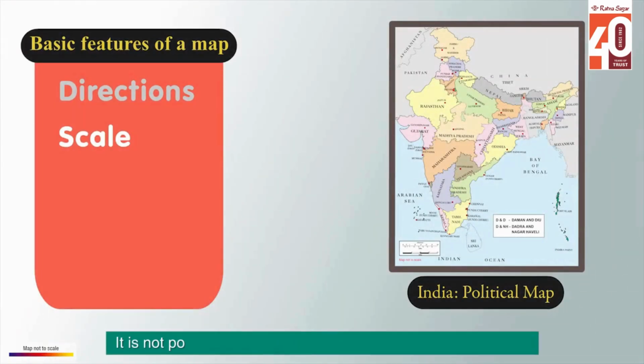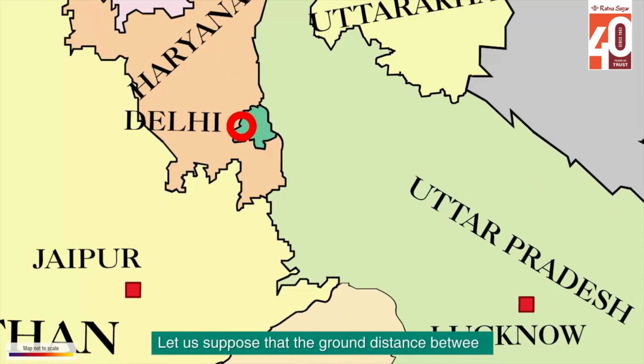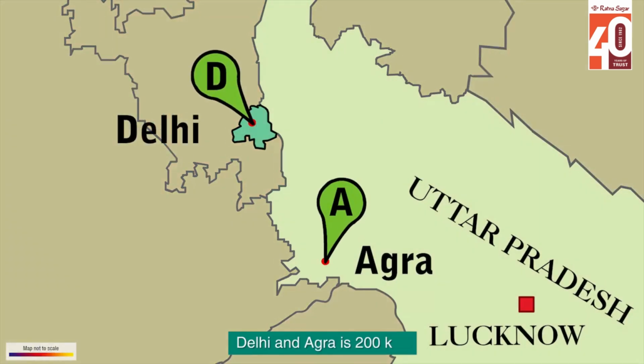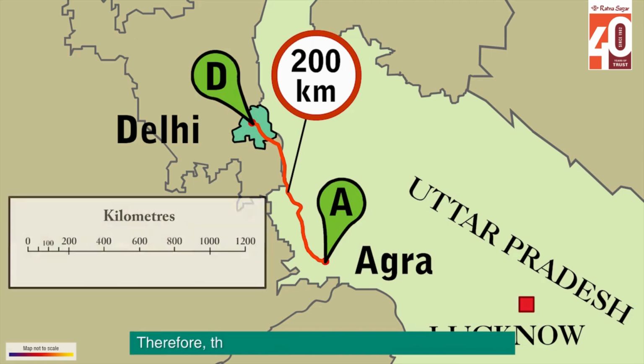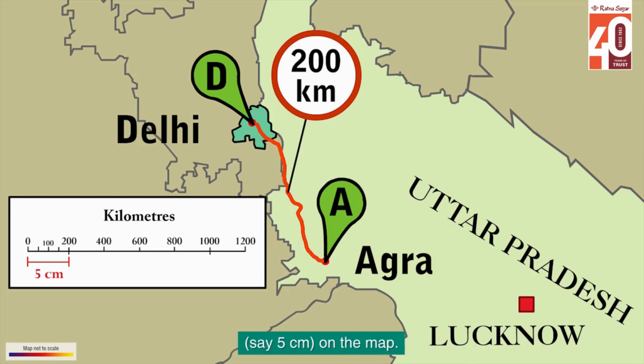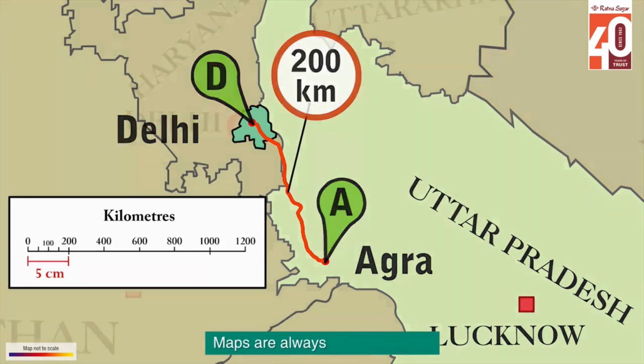Scale. It is not possible to show the actual size of the Earth on a map because the Earth is too large. Let us suppose that the ground distance between Delhi and Agra is 200 kilometers. It is not possible to show these cities at 200 kilometers from each other on the map. Therefore, this distance is represented by a smaller unit, say 5 centimeters on the map. The ratio between the distance on the ground and the distance on the map is known as the scale of the map. In this case, we would write it as 5 centimeters is to 200 kilometers. Maps are always drawn to scale.